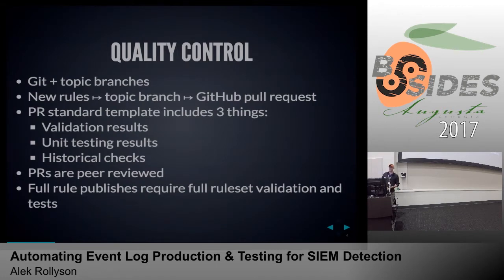We run our content development basically like a small software development shop. And what I mean by that is we use Git for version control for all of our rules, and we use a simple topic branching methodology. So any new rule that we want to get added into the rule set goes into its own topic branch and gets put in a GitHub pull request. And we have a standard template for pull requests that includes 3 different things: validation of the data, unit testing for every single rule that gets added in, and then historical checks.